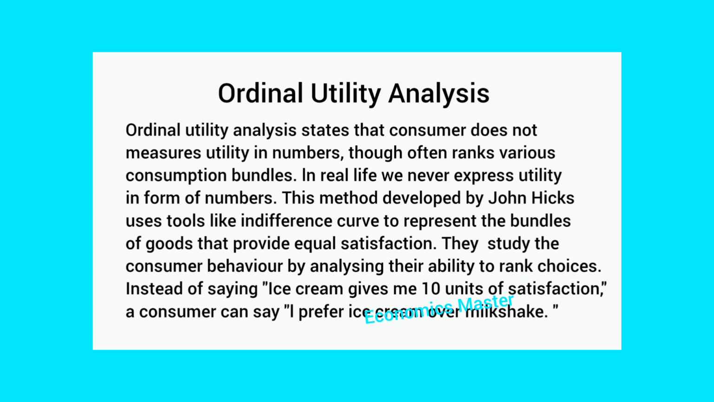In the cardinal utility analysis, we can measure the utility in terms of numbers like 1, 2, 3. One apple gives 10 utils. 2 apples give 12 utils, like that. But in the ordinal utility analysis, we rank our preferences. Like we prefer ice cream over milkshake.